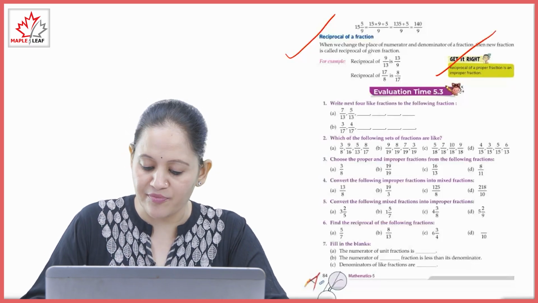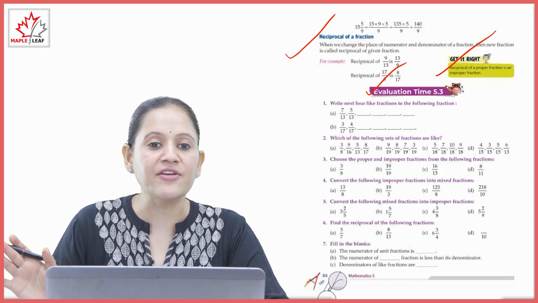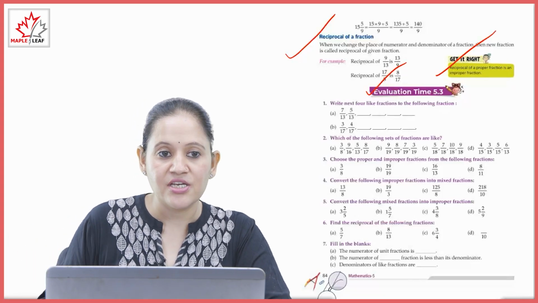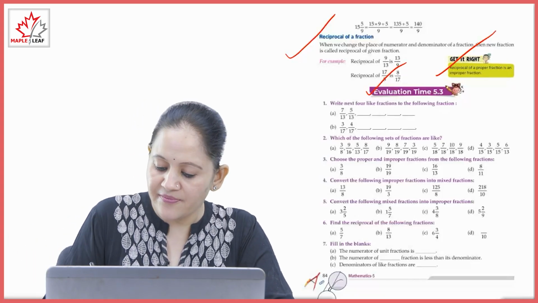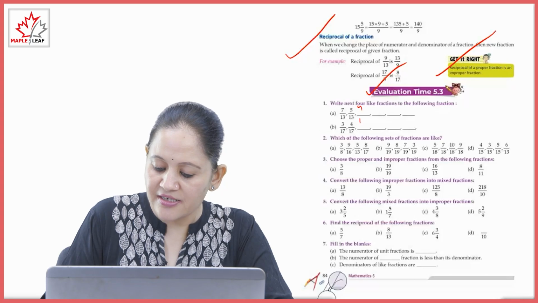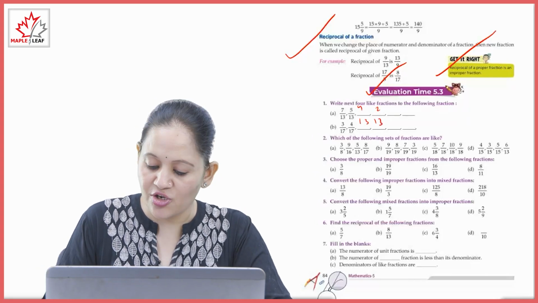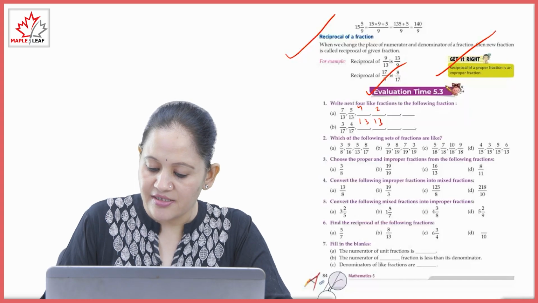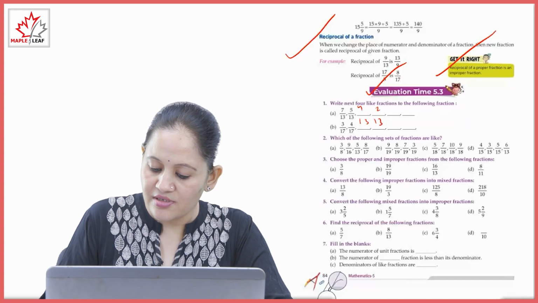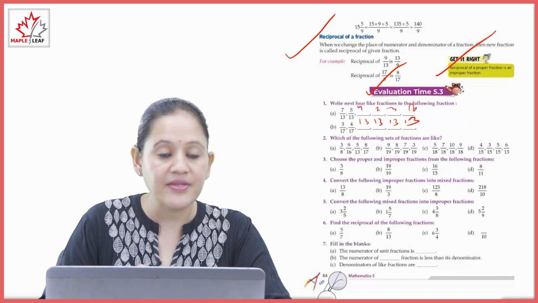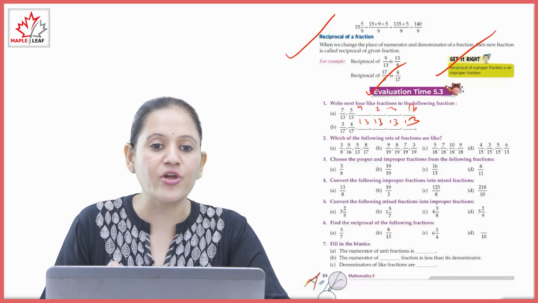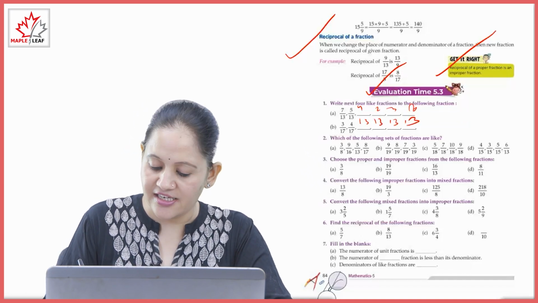Next is Evaluation Time 5.3. Write 4 like fractions of the following fraction. 7/13, 5/13, 4/13, 2/13, because they are like fractions, the denominator should be the same. 3/13, 8/13. Clear?